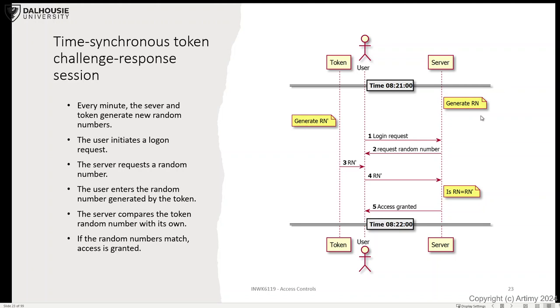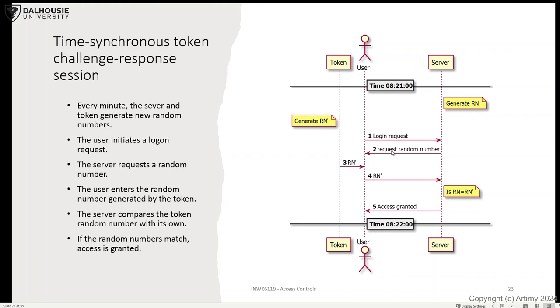Here we're going to say this is Rn and this is Rn prime. So they are supposed to be the same, right? So the user looks at the token, looks at the number and enters this number into the system. The system compares the random number that it generated locally with the random number that was entered by the user. If they are equal, then the access is granted. If they're not, then the access is denied.